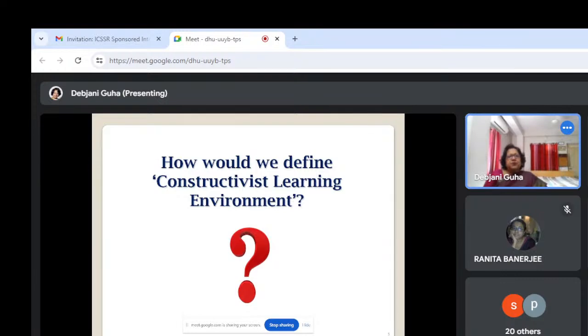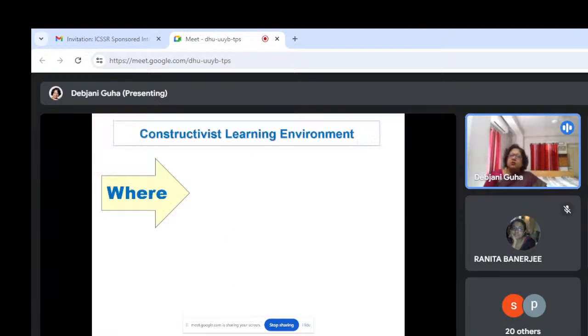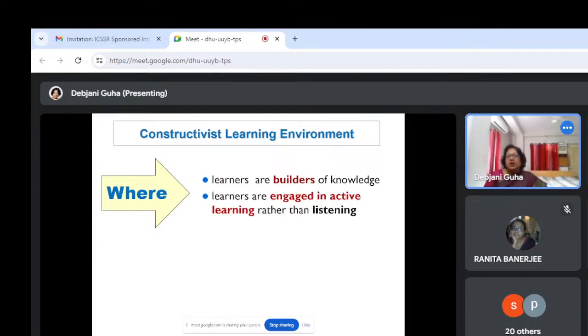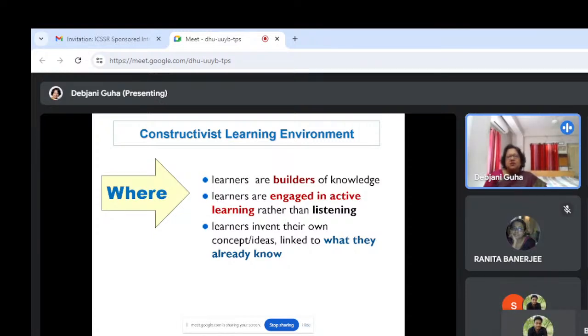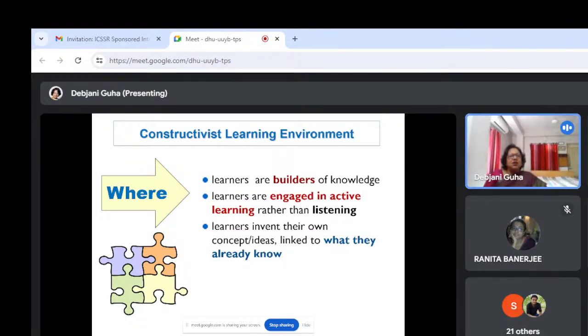Now, firstly, how do we define a constructivist learning environment? A constructivist learning environment is such an environment where learners are builders of knowledge, learners are builders of meaning, where learners are engaged in active learning rather than listening. It's such a situation where learners invent their own concepts or ideas linked to what they already know. It's the anchoring of ideas and the linking of past knowledge with current knowledge. And here, in this situation, the role of the teacher is to create a social and active environment.